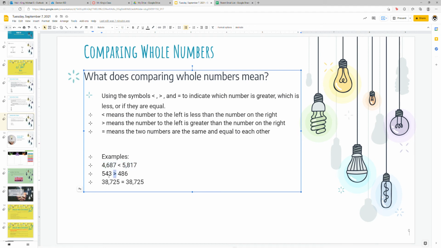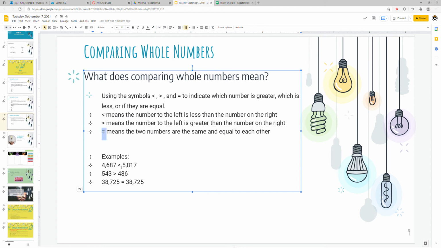What about the greater than symbol? 543 is greater than 486, right? So, since I'm using that greater than symbol, it means this number on the left, 543, is greater than or bigger than 486 on the right.